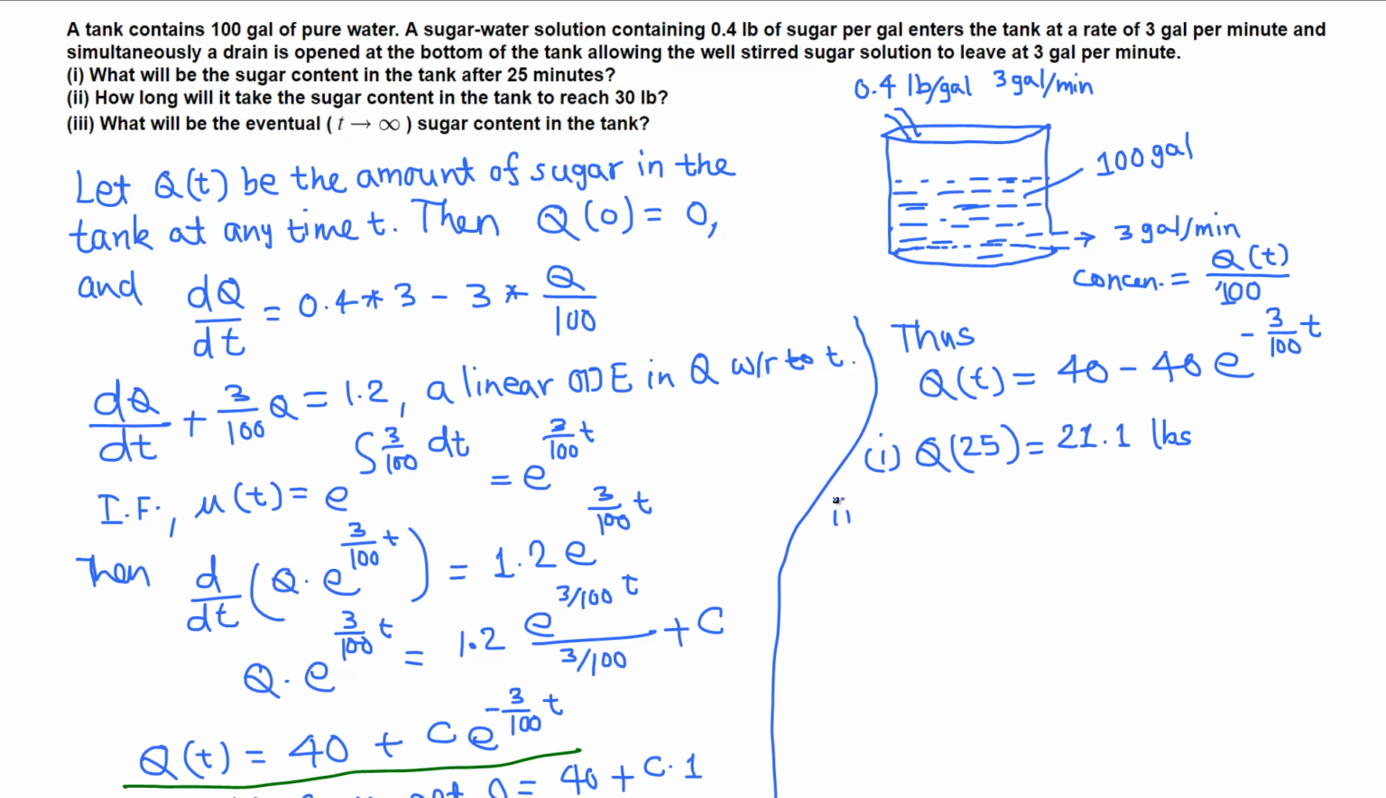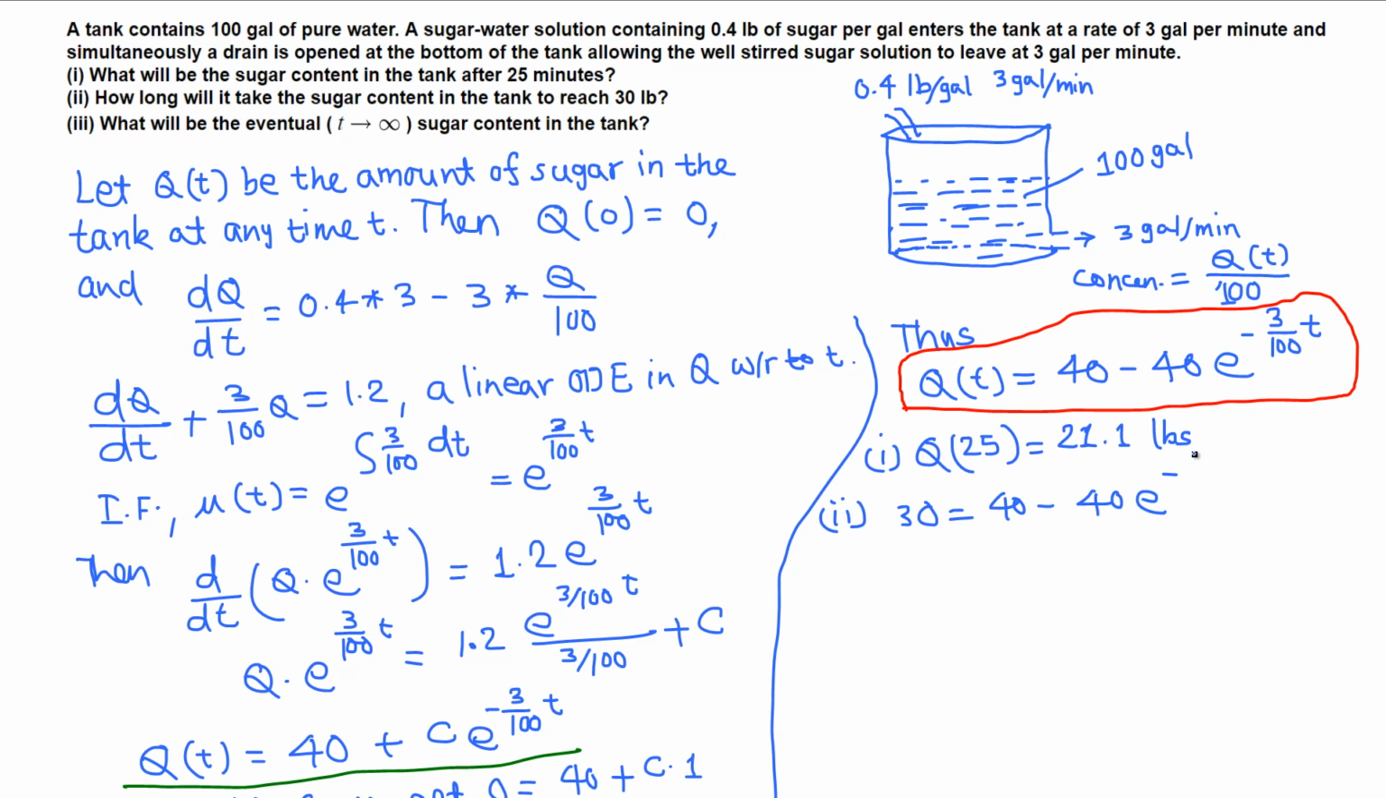In part 2, the question asks how long it will take for the sugar content in the tank to reach 30 pounds. So we need to find the time to reach the sugar content of 30 pounds. We use the same formula, the amount of sugar at any time t, over and over. In part A we just replaced t by 25. In part B now we know the amount of sugar content, that's 30 pounds. So 30 equals 40 minus 40 e raised to negative 3 over 100 t. We want to determine this t.